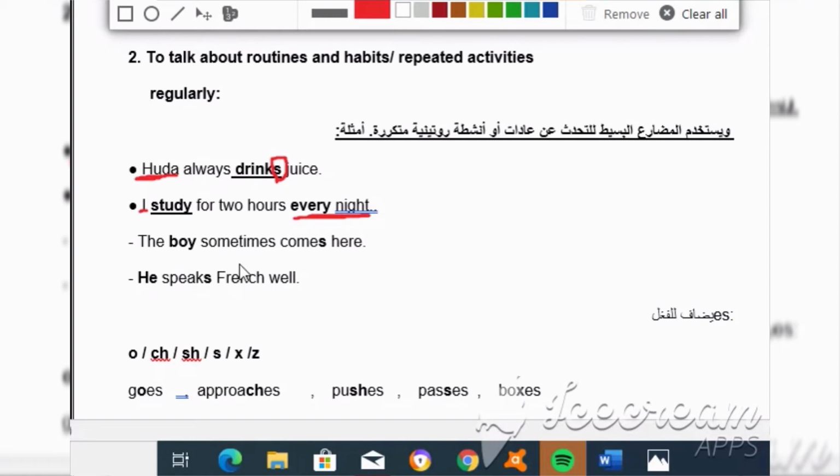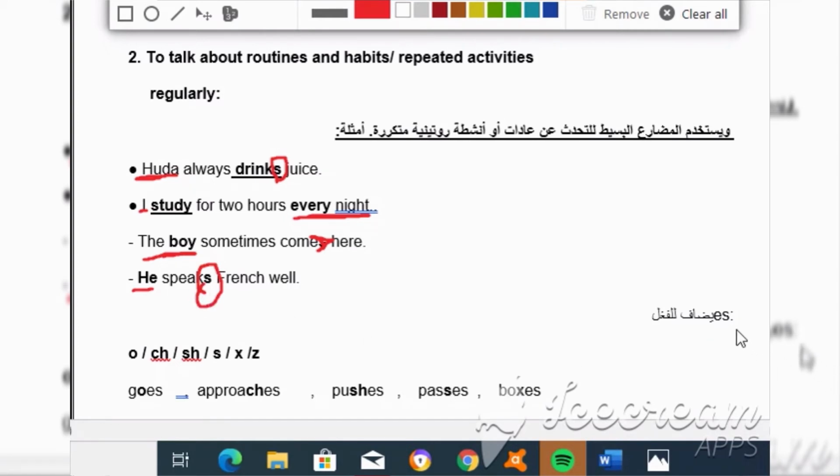The boy sometimes comes here. The boy is singular. He. So we add s to the verb comes. Okay? He speaks French well. He is a singular pronoun. We add s to the verb, so he speaks French well.